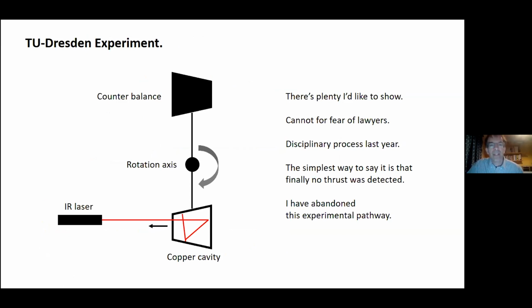So there was a test in Dresden where an infrared laser was fired into an asymmetric copper cavity on a torsion balance, so any thrust on the cavity should have rotated the system. The system was very sensitive, capable of detecting a few nanonewtons. The simplest way to say it is that no thrust was detected for this pathway, so we've abandoned it. There's a lot of detail behind that, but I won't say any more.